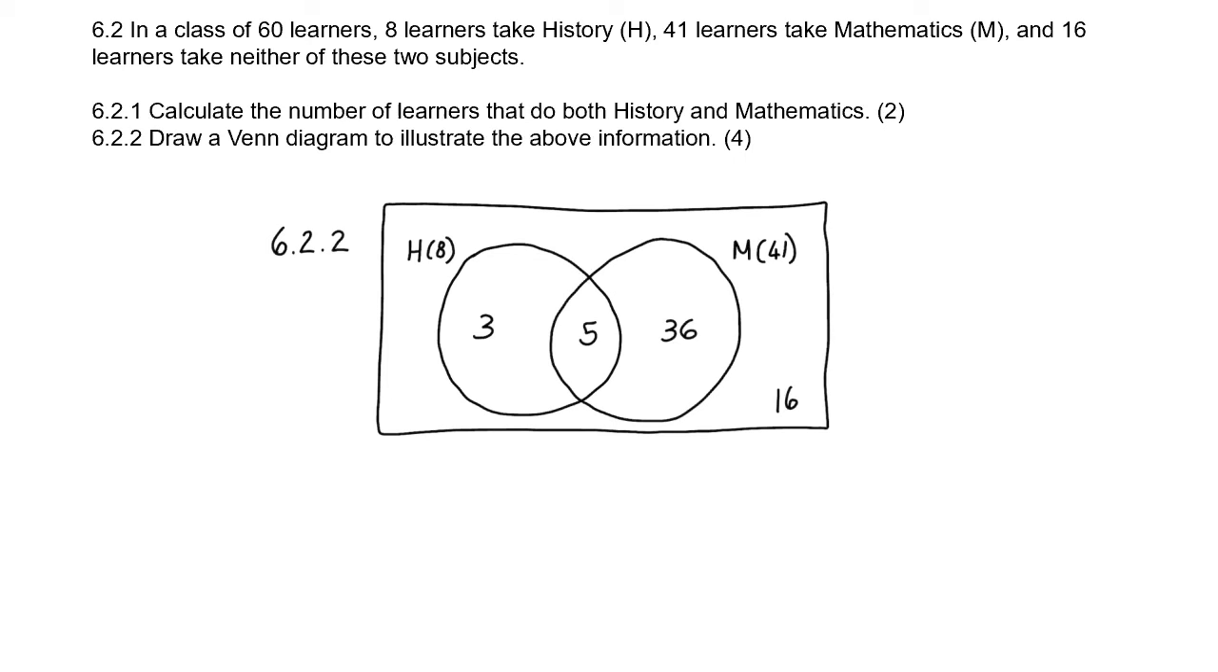Now, let's take a look at the marks allocation. You will get 1 mark for the correct value of only history, 3 learners. You will get 1 mark for the correct value of only mathematics, 36 learners. You will get 1 mark for the correct value of both history and mathematics, 5 learners. And then you will get 1 mark for including 16 learners outside the circles.